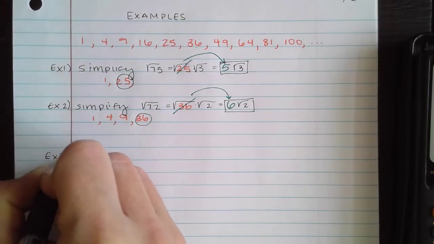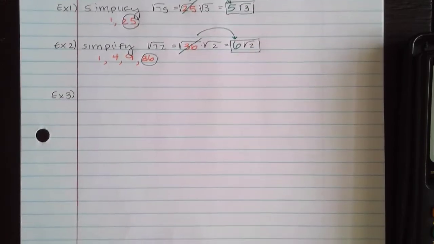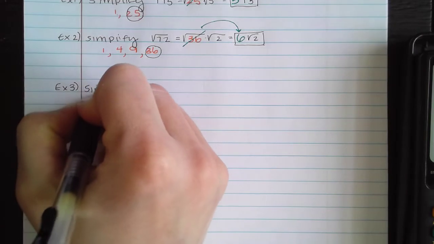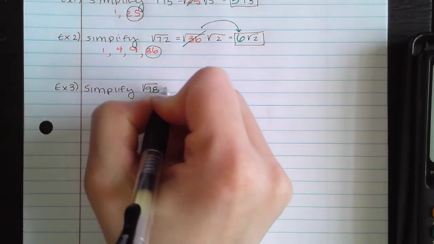At this point, there's just more examples, so if you think you're ready to start your assignment, feel free to hop off and try that now. But I'm going to do, I think, 2 more. Simplify the square root of 98.